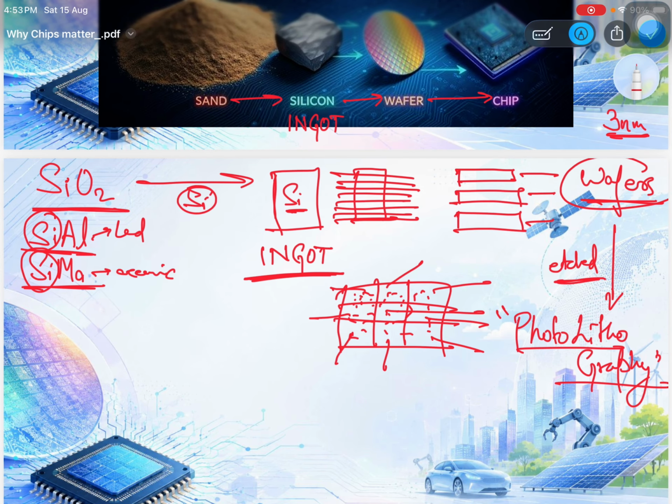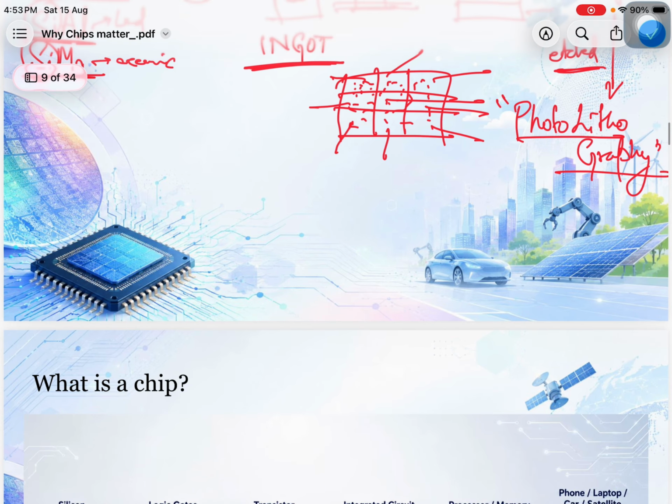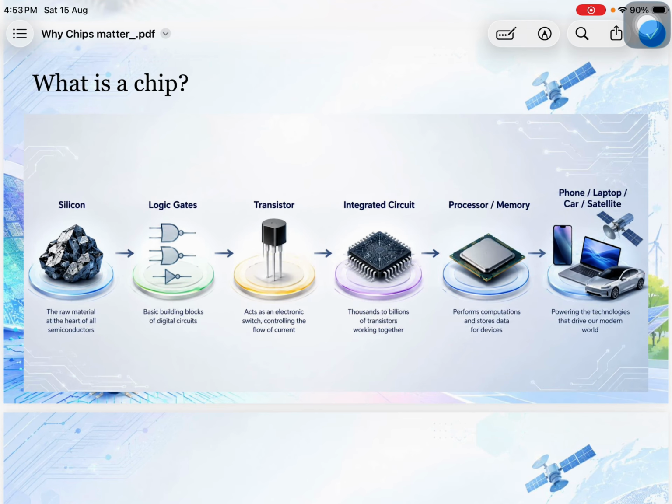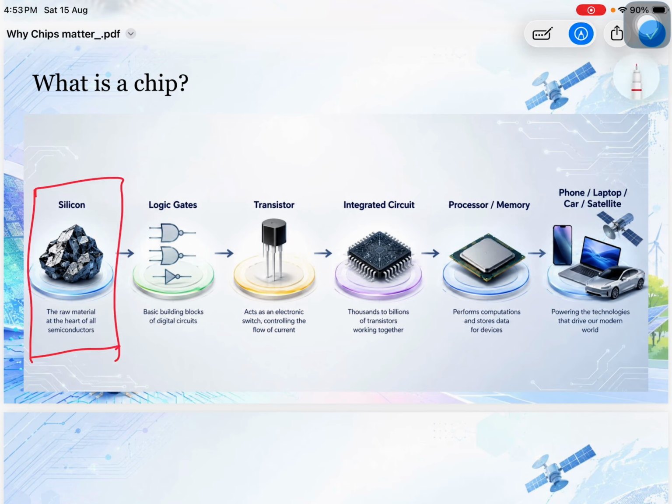And yeah, with this we will be moving ahead, and we will understand what a chip really is. As you can see here, there is this silicon ingot, there is a brick, there is a stone kind of thing, but entirely made up of silicon.